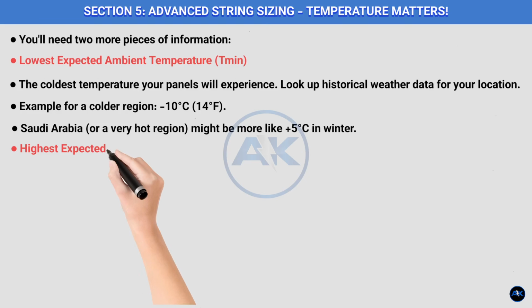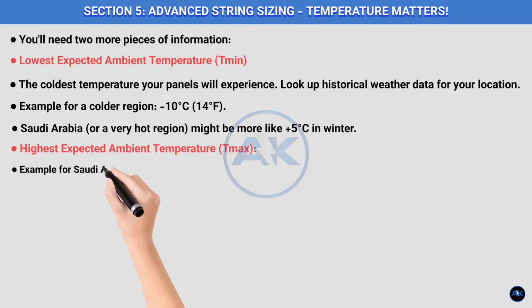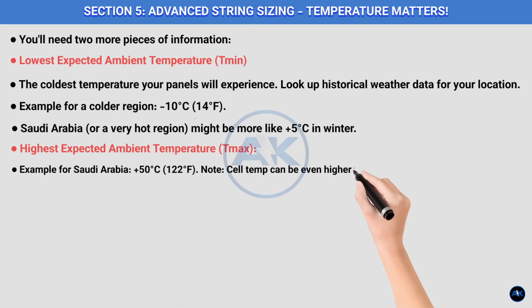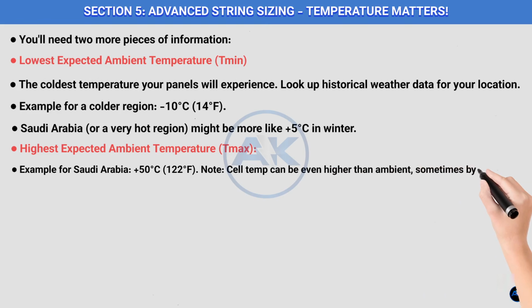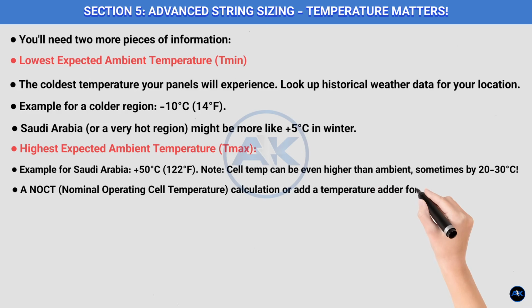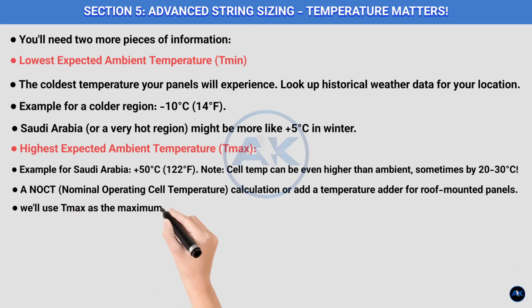Highest expected ambient temperature, Tmax: the hottest temperature your panels will experience. Example for Saudi Arabia: plus 50 degrees Celsius, 122 degrees Fahrenheit. Note, cell temperature can be even higher than ambient, sometimes by 20 to 30 degrees Celsius. For professional design, you'd use a NOCT calculation or add a temperature adder for roof-mounted panels. For simplicity in this example, we'll use Tmax as the maximum ambient.